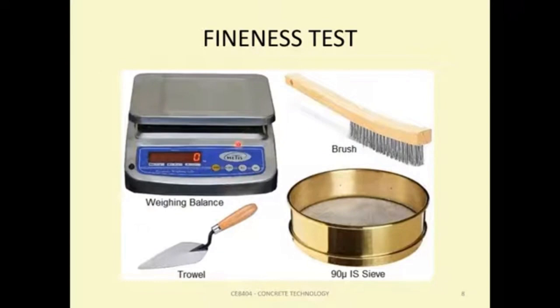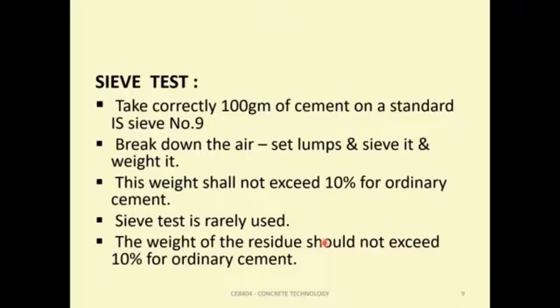These are the apparatus we use for the fineness test of cement: weighing balance, brush, trowel, and 90 micron IS sieves. What is the procedure? We have to take 100 gram of cement on a standard IS sieve, the 90 micron sieve. Break down the lumps, sieve it, and weigh the residue. This weight should not exceed 10% for ordinary cement. The sieve test is rarely used, and the weight of residue should not be greater than 10%.